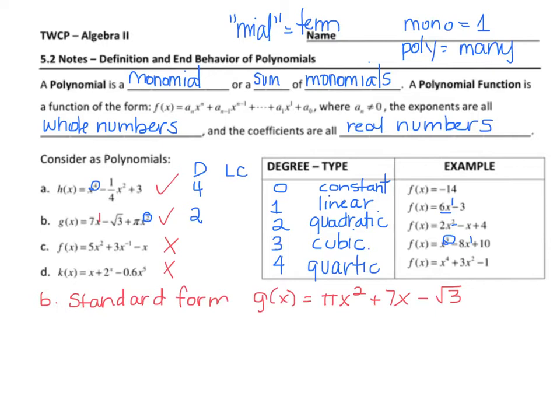The leading coefficient is the number in the very front once I put it in standard form. So the leading coefficient is the number in front of this x to the 4th, which hopefully you all know is a positive 1. And the leading coefficient here, in front of my x squared, would be a positive pi.